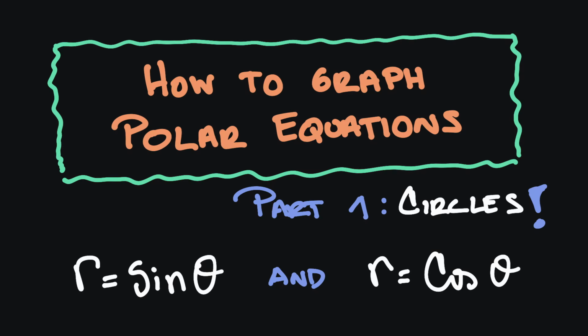In this video, we're going to study how to graph polar equations. And we're going to start with simple equations. One of the easiest equations that we can graph are those that have this form: r equals a value times cosine of theta. Or also we can explore what happens when r equals a value times sine of theta.